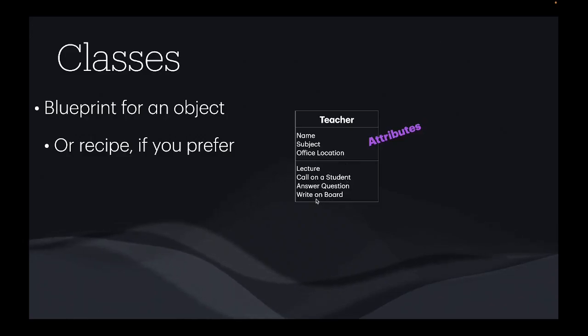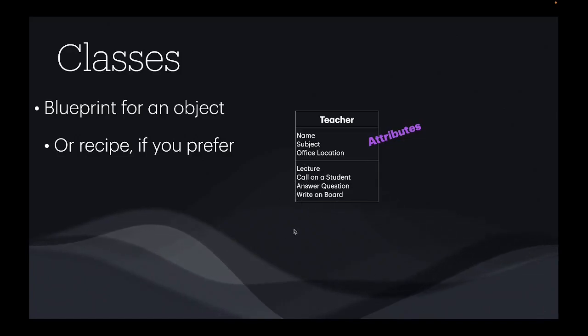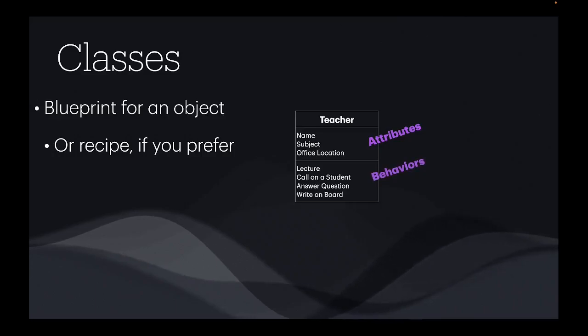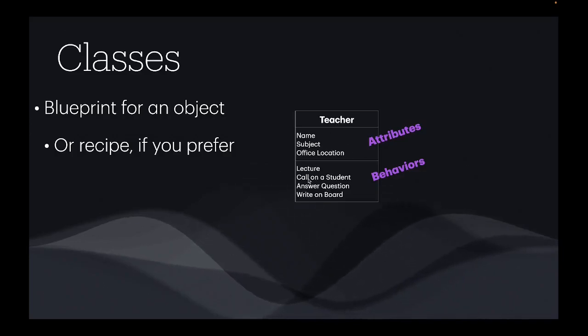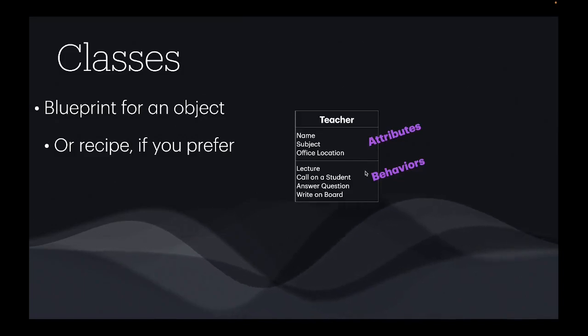I mean, aside from programming, just even verbally, that doesn't make sense. So for the most part, these actions that the teacher can do or that we can do with the teacher are verbs. And these are things that all teachers are going to be able to do. We call them behaviors. All right, so we end up with a class name, the class attributes, and then the behaviors, which are all the things that we can do.